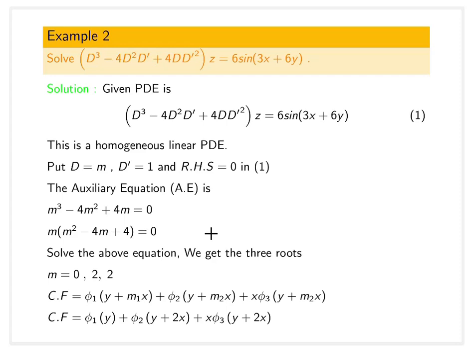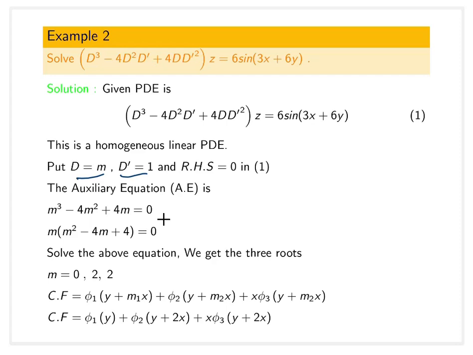Example number 2, solve D cube minus 4D square D dash plus 4D D dash square z is equal to 6 times sine of 3x plus 6y. Therefore, taking the given partial differential equation as equation 1, since it is a homogeneous linear partial differential equation, we can replace D is equal to m and D dash is equal to 1.